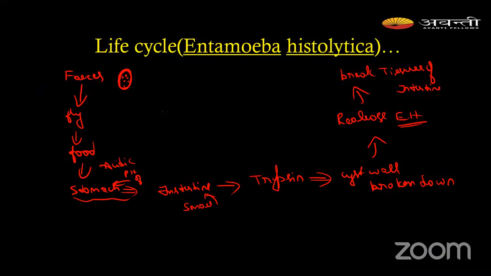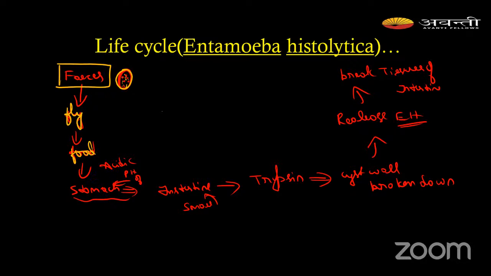So, see here what happened. The person has amoebiasis. Through his feces, the cyst was released. The cyst contains this Entamoeba histolytica. Then it is taken by the fly. The fly sat on the feces, and along with that it carries the cyst. Then this fly is going to sit on any food.